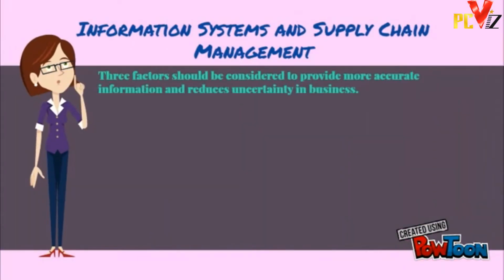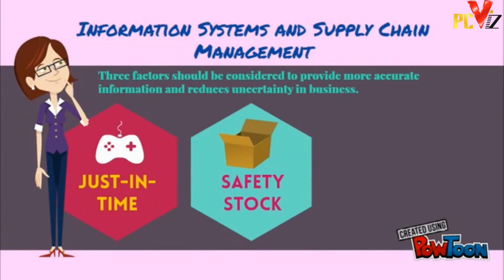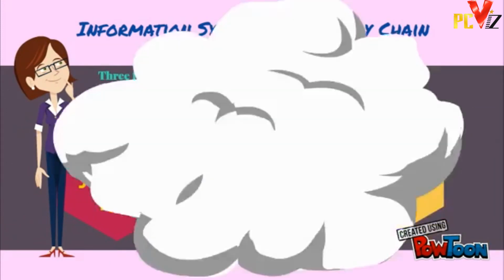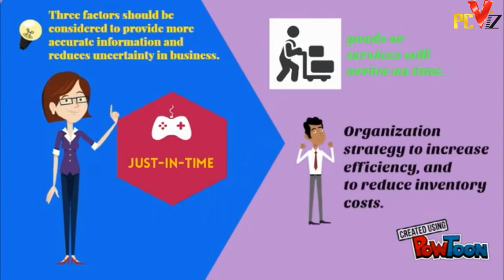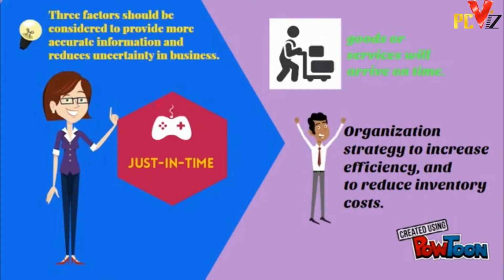3 factors should be considered to provide more accurate information and reduce uncertainty in business. Just in time. Safety stock. Bullwhip effect. Just in time means goods or services would arrive exactly at the moment they are needed. It is an organization's strategy to increase efficiency and to reduce inventory costs. This method requires producers or companies to forecast demand accurately.